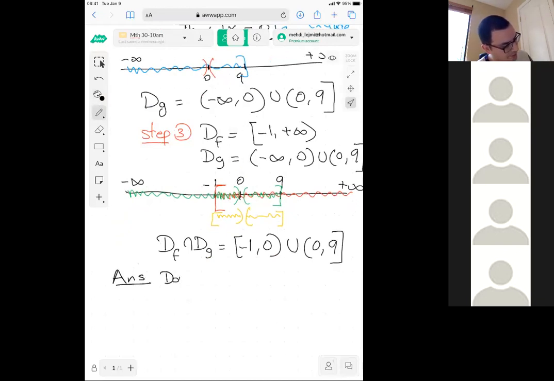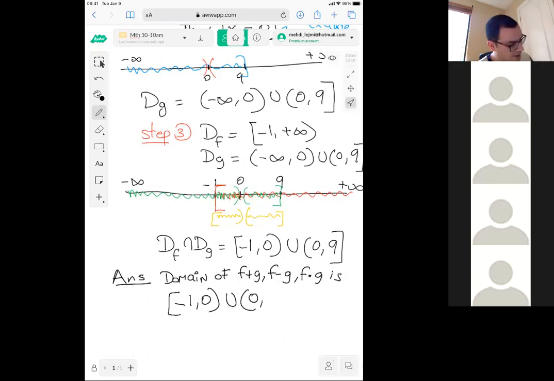So the domain of f plus g, f minus g, f times g is [-1, 0) union (0, 9]. Positive 9 is included, right? So we are almost done. All you have to do now is find the domain of f over g.